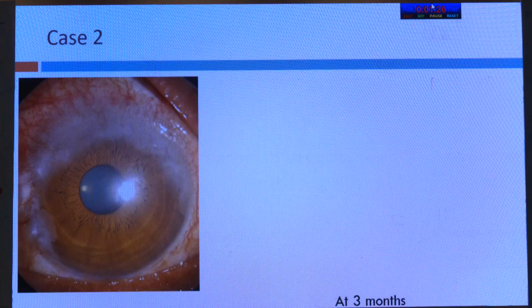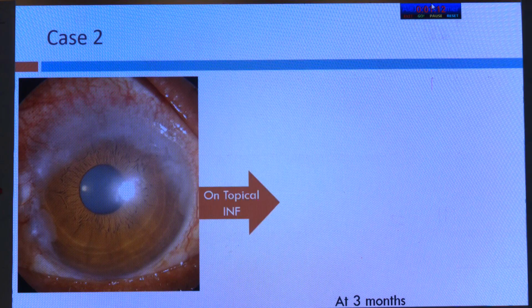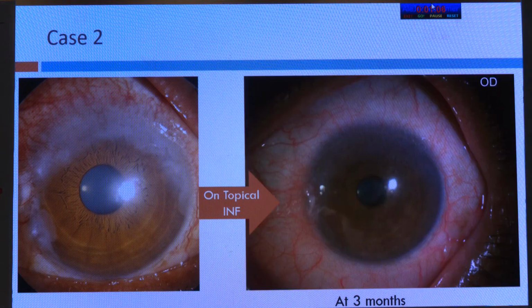So now this is a second case. This was a patient with 9 clock hours of tumor, not as extensive as the last one, but this patient was also HIV positive. In these patients, again, surgery is not what you want to do. We gave the patient injections, and we gave the patient only topical interferon because we wanted to be least invasive in these patients. And this is how the patient looks at 3 months.